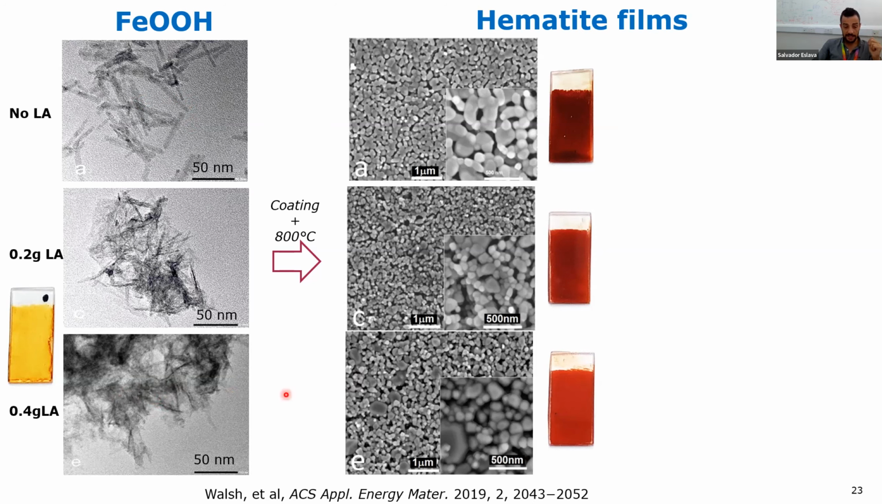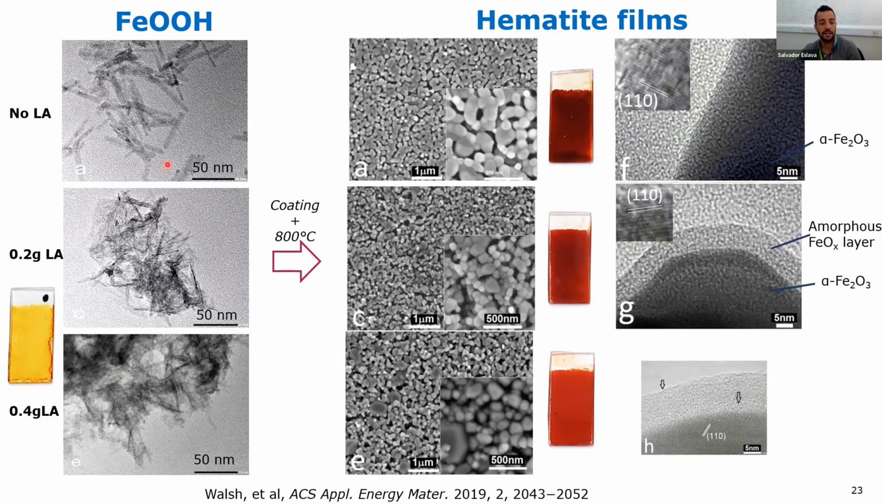And when we used these different nanorods that have been prepared with different amounts of lactic acid in the preparation of hematite, so after the calcination, we could see that the films were a bit different. It was kind of difficult to focus because there was an extra layer on the surface of the hematite. So we did a lot of TEM, and we could see that when you change the morphology of the particles that work as precursors, eventually the hematite has an amorphous layer whose thickness increases with the amount of lactic acid. So the more lactic acid you add, the thicker is this amorphous layer.